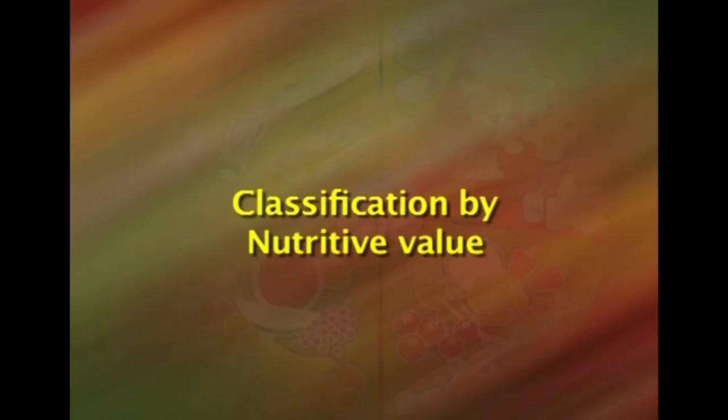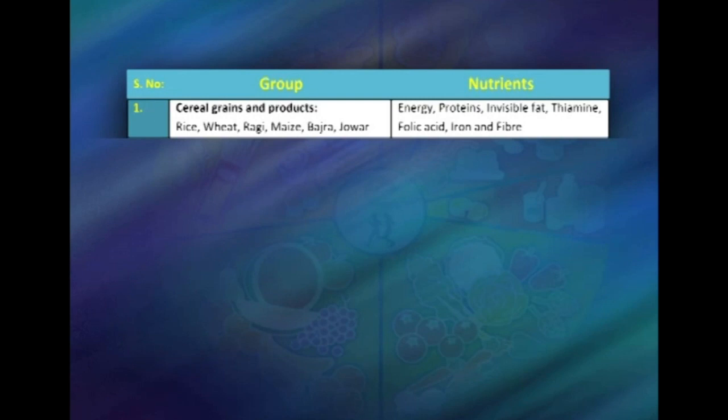The final classification of food is based on the nutritive value. So they are again classified into various types. We have 5 different basic food groups. The first one is cereals and their products, which basically includes all the cereals like your rice, wheat, ragi, maize, bajra and jawar. Now these cereals, the main nutrient that we get from them is energy, proteins, invisible fat, certain amount of fiber, B complex vitamins, etc.